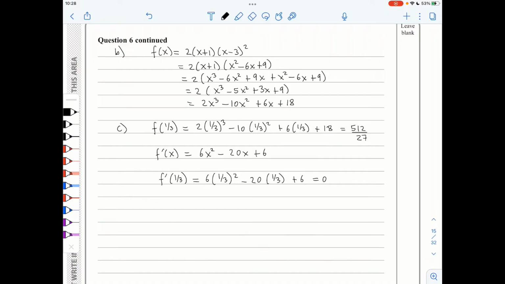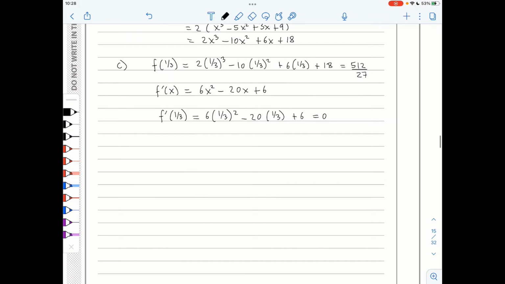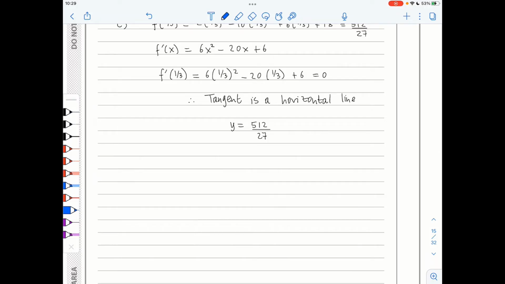which gives me 0. Now the fact that the gradient is 0 means that we are looking at a tangent which is a horizontal line, and therefore the gradient is 0. So it should be a line of the form y equals a number, and it's of course the number 512 over 27, the y coordinate of the particular point. Of course, you could have done it the long way by considering y minus y1 is m times x minus x1. I will replace y1 with 512 over 27, m is 0, and this is still an acceptable answer. We haven't been specified a particular form to give our answer in.